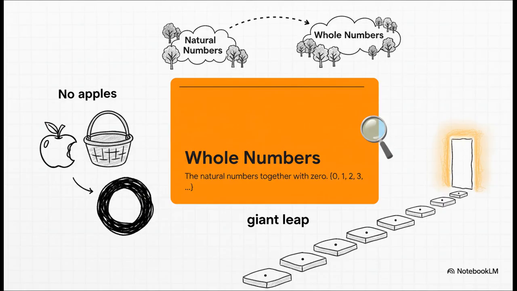But what happens when you've eaten all the cookies? You have no cookies left. To talk about that, we need a new concept, 0. And when you add 0 to our group of natural numbers, bam, you get the whole numbers. It seems like a tiny addition, but trust me, it was a massive leap forward for math.